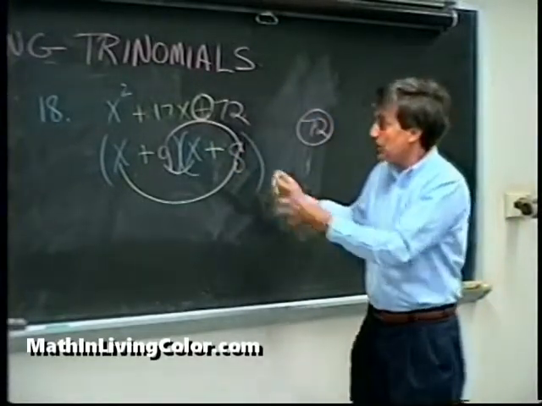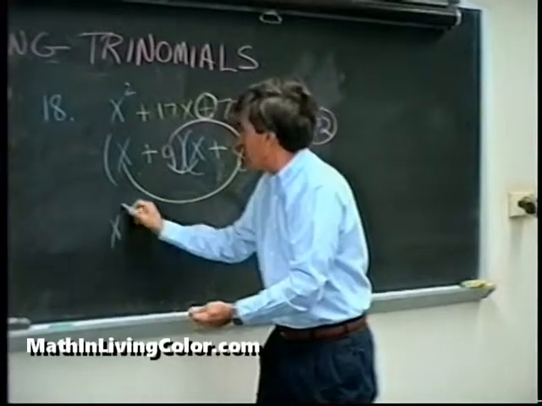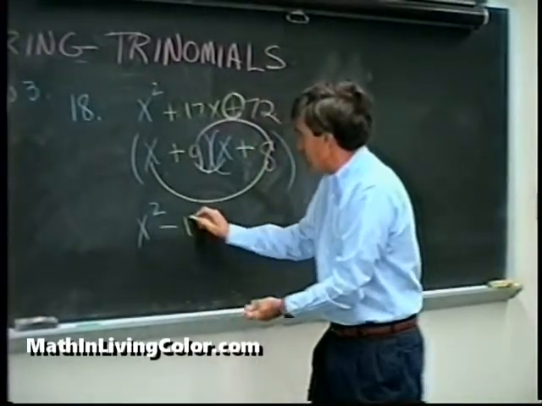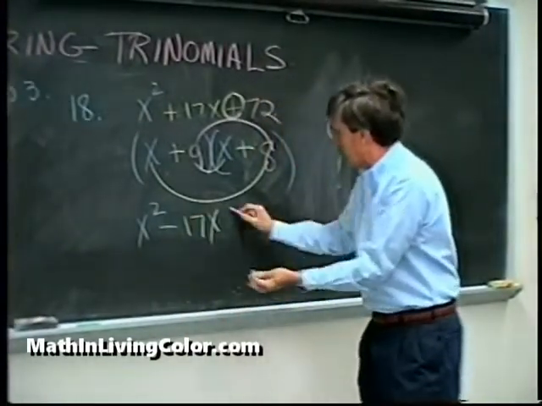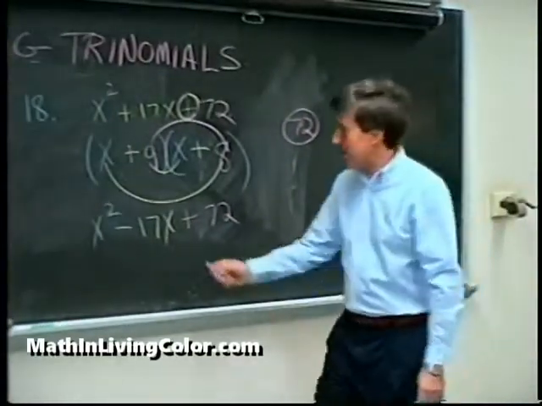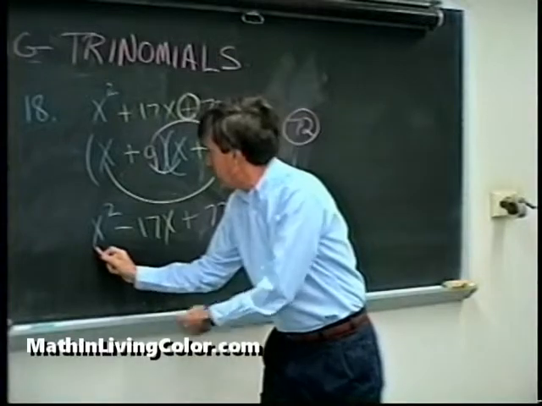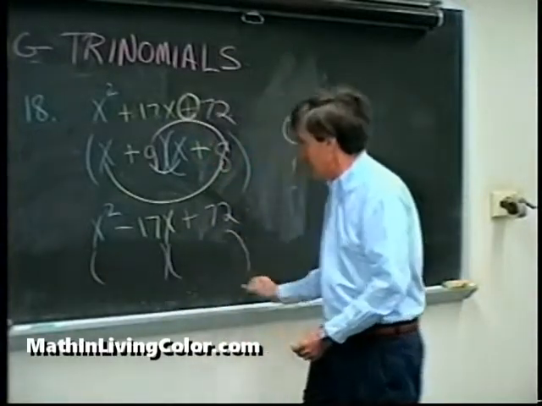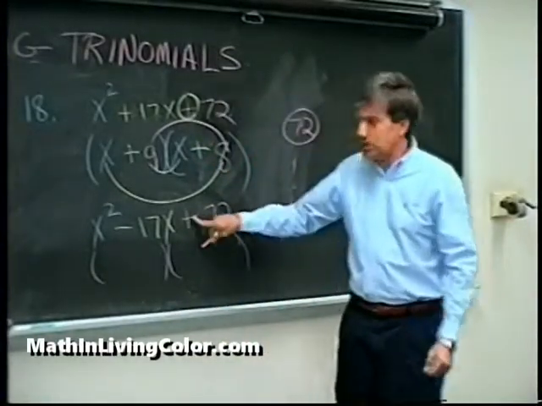All right? What if I made that problem x squared minus 17x and then plus 72? What if I made it that? Then I would have to have two sets of parentheses. And now what does this plus sign tell you?